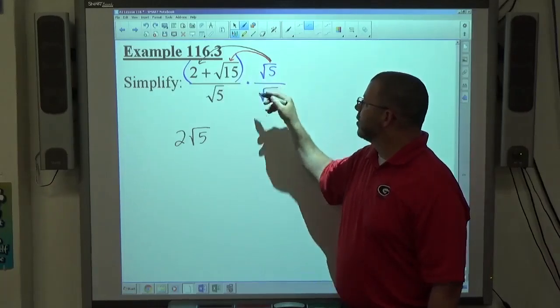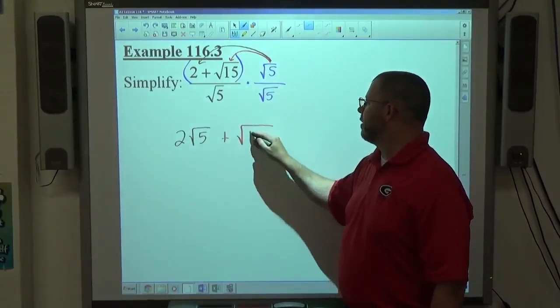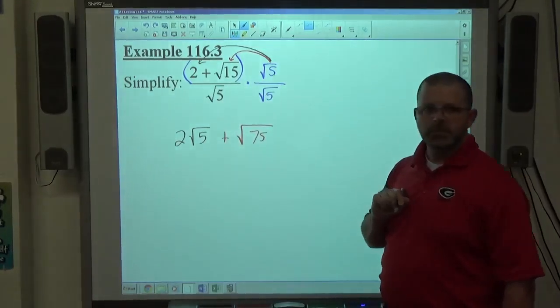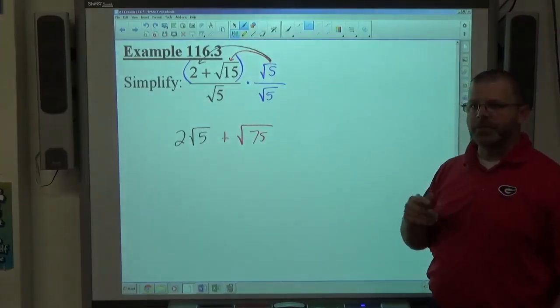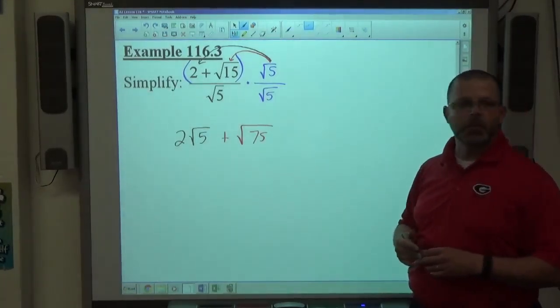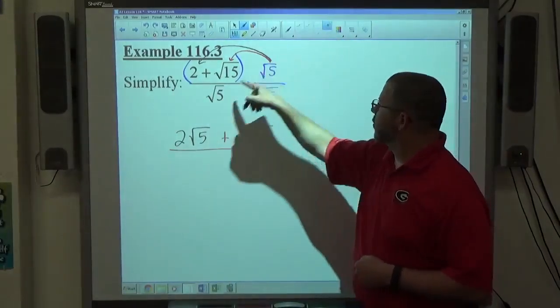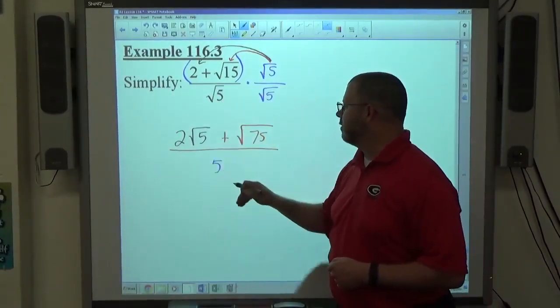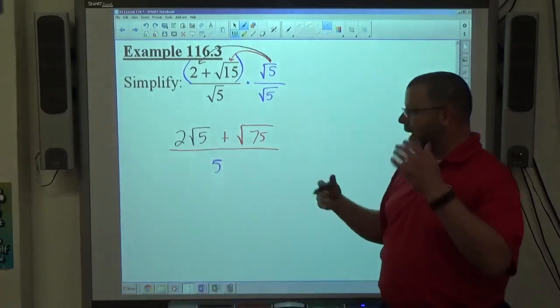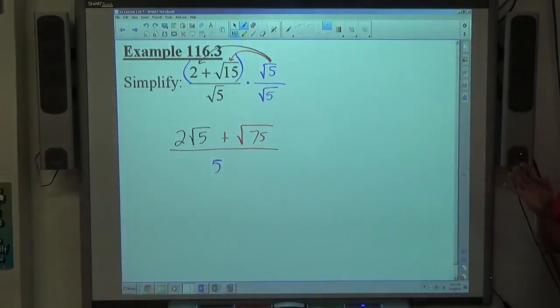Right here I have a radical times a radical, so I'm going to get the square root of 75. 15 times 5 being 75, both underneath the radical, so I'm allowed to multiply underneath the radical to get that product. And on the bottom I got the square root of 5 times itself, which just makes 5. So right now I've simplified it to that extent.